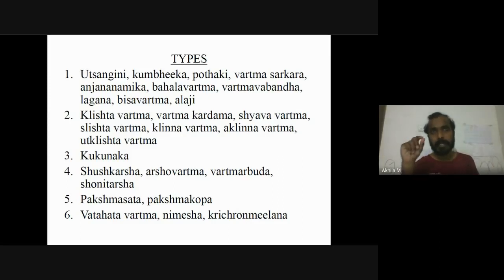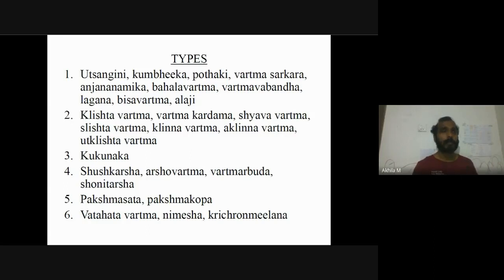So some diseases that are related to arshas, okay, that can also be grouped together. Shushka Arsha, Arsho Varma, Varma Avaranda, Chonid Arsha, like that also we can group together. Shushka Arsha, Arsho Varma, Varma Arbuda, Chonid Arsha: Shushka Arsha is told only by Shushka Acharya, Arsho Varma is told by Acharya, Varma Arbuda and Chonid Arsha only by Shushka Acharya. So different types of Arsha type eruptions, Arbuda type eruptions, that also can be grouped together.